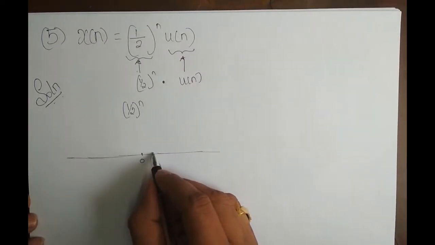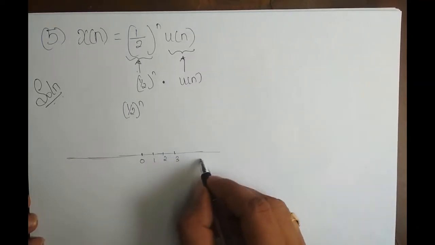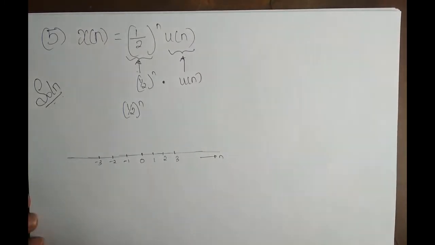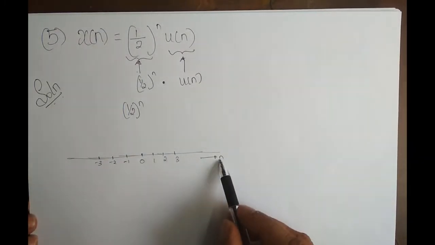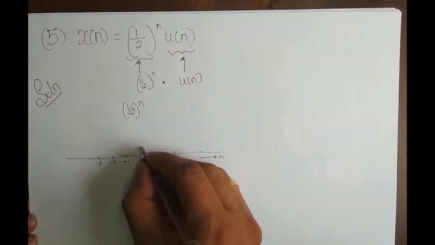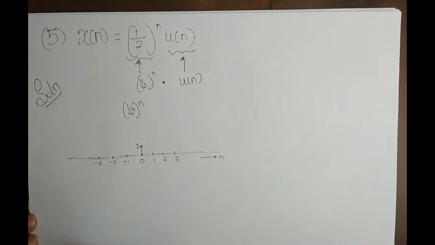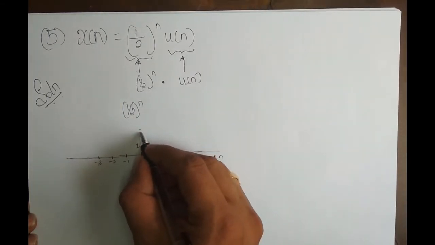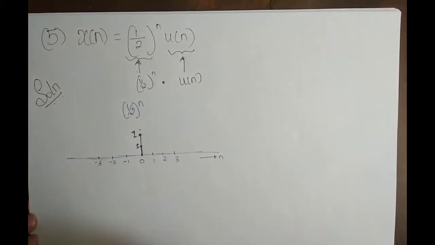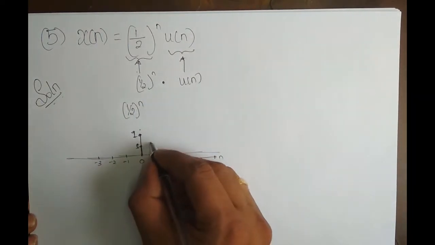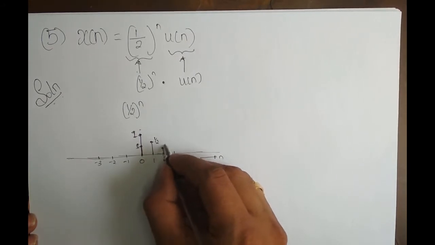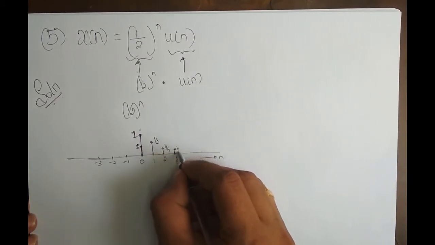So this is 0, 1, 2, 3 and it goes on, and this is minus 1, minus 2, minus 3 and this goes on. So I have to give values for n. At n equal to 0, it is 1 by 2 power 0. What is the value of 1 by 2 power 0? It is 1. I'll slightly increase the amplitude. So this is my 1. Now at n equal to 1, it is 1 by 2 power 1, which is 1 by 2, right? At n equal to 2, it is 1 by 4, and at n equal to 3, it is 1 by 8, and this goes on.